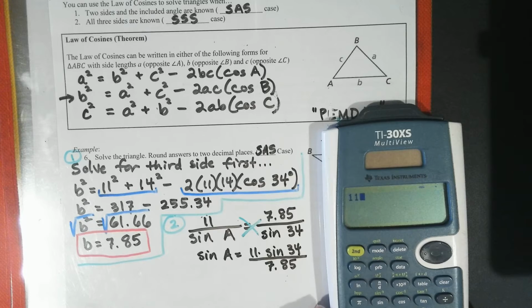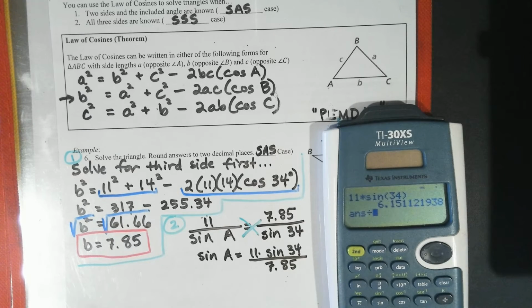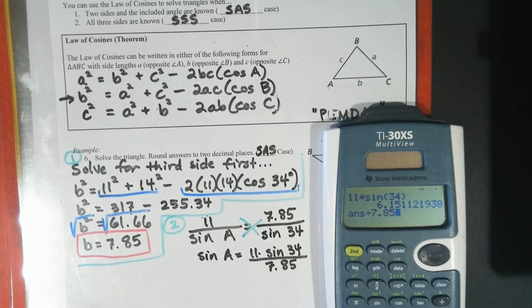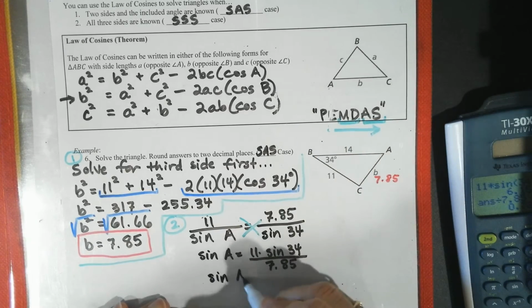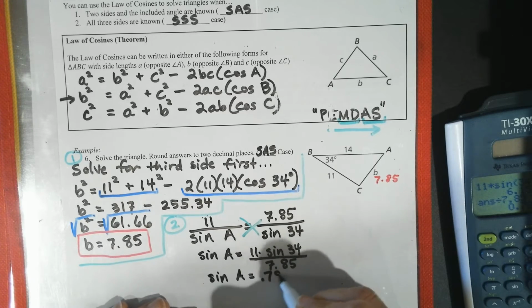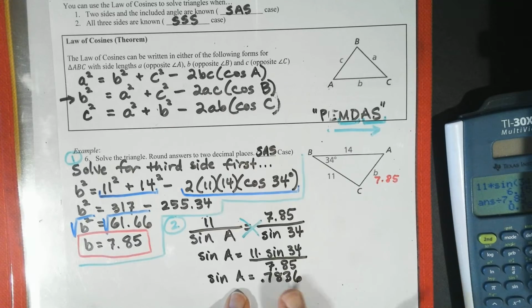Okay, so I'm going to do 11 times the sine of 34. I'm going to press equals to get that number. It's 6.15. And now I'm going to divide by 7.85. If you want to avoid pressing equal all the time, just use more parentheses. That's going to give you 0.7836. Okay, so the sine of A is equal to 0.7836. Now at this point, I want the angle, and I have the ratio.